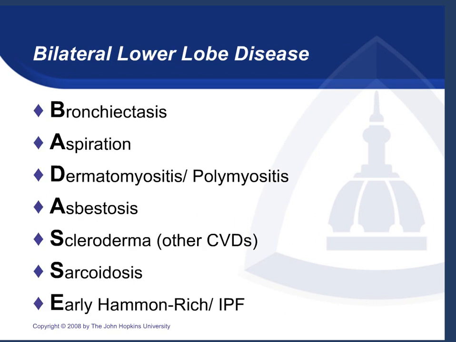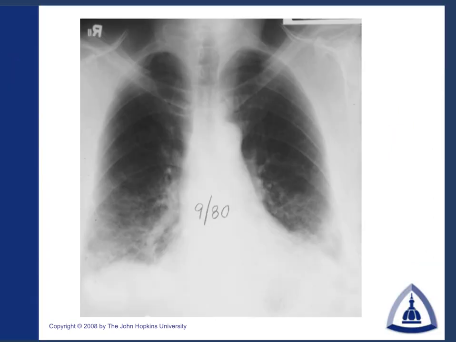Now, we talked about upper lobe disease. Now, the differential or the mnemonic for bilateral lower lobe interstitial disease is BADASS. Okay, this has been passed down over the years, and it's bronchiectasis, aspiration, dermatomyositis or polymyositis, asbestosis, scleroderma and the other connective tissue diseases, sarcoid, and then Hamman-Rich, which is an acute form of idiopathic pulmonary fibrosis. Okay, BADASS.